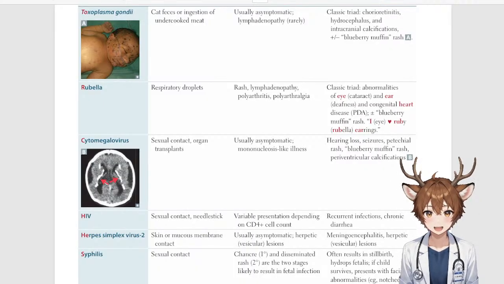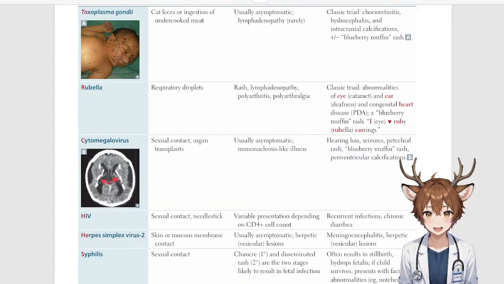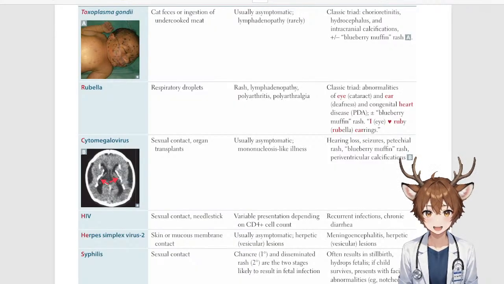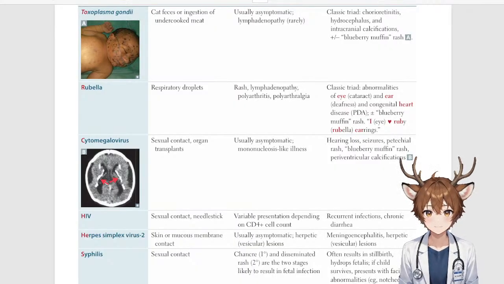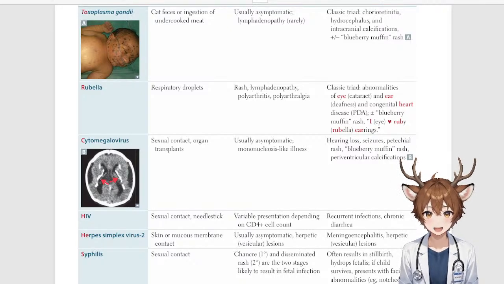What about herpes simplex virus 2, HSV2? You might get it from skin or mucous membrane contact for the mother. I mean, let's be honest, it is an STD typically. So when you say skin or mucous membrane contact, what mucous membranes are we talking about here? What kind of skin contact? A lot of times it's sexual, right, for HSV2. Usually asymptomatic, or herpetic vesicular lesions. The child will present with meningoencephalitis and herpetic vesicular lesions. Not good.